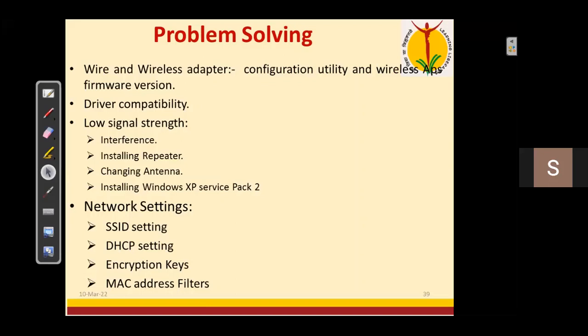And sometimes we have to update our OS also, that is, we have to install our Windows. In case of networking settings, sometimes we have to change the security SSID setting, the DHCP setting, or the encryption keys, or you have to have the MAC. So these problems exist. If you have seen that when you are connected to your Ethernet card and you want to access the broadband communication, sometimes due to these settings, if some ports or IP addresses are changed, you are definitely not able to get access from the broadband.